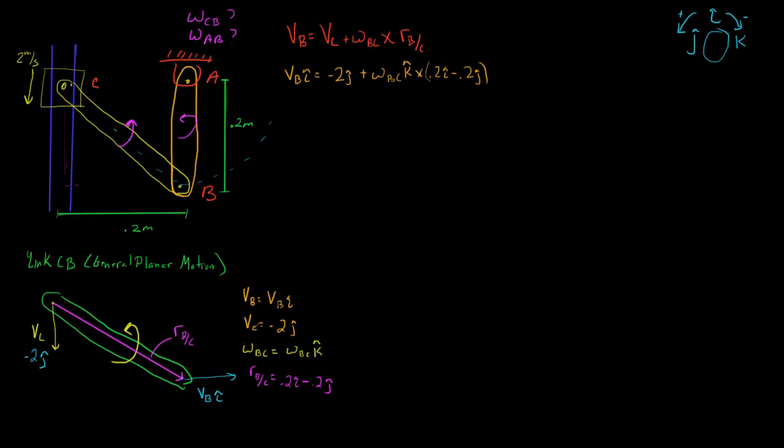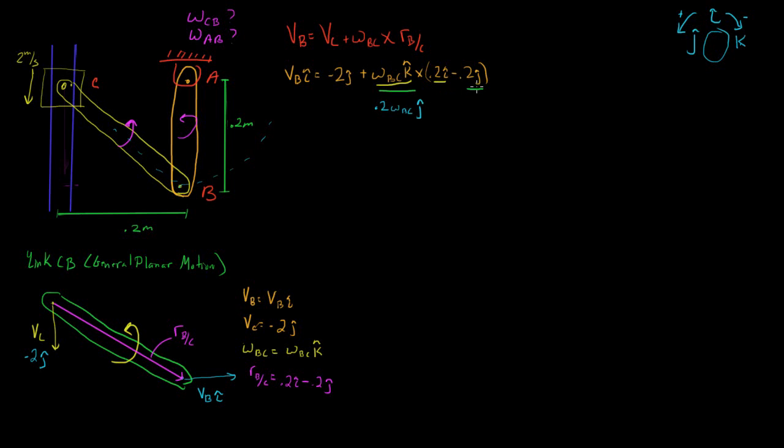So when we look at this cross product, we have an omega. We're going to do this k with this i, and then take the cross product of this k with this j. And we can take the scalars out in front, so this one becomes 0.2 omega BC, and it's a k cross an i, so a k cross an i is a positive j.